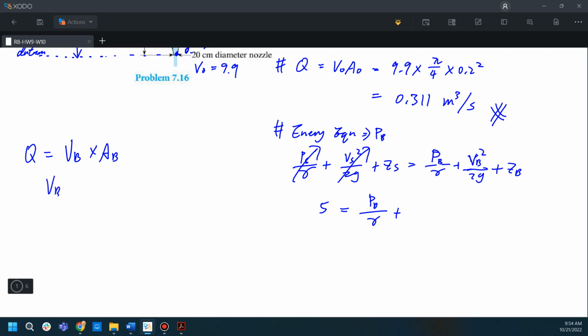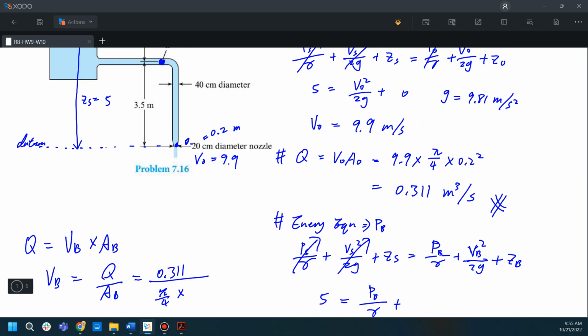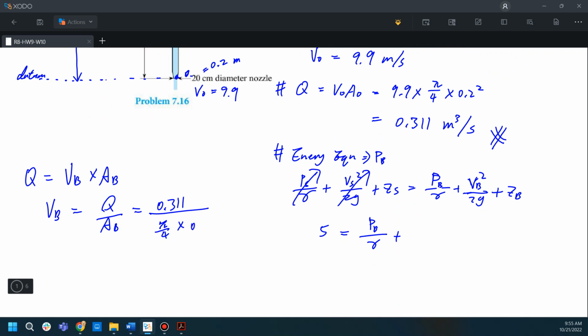So the velocity at B will equal Q divided by AB, and that is equal to 9.9 divided by 0.311 divided by pi over 4 times the diameter of the pipe, which is 40 centimeters, that is equal to 0.4 meter. So this is 0.4 square, and this gives us the velocity is equal to 2.48.